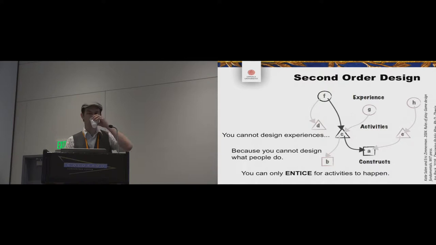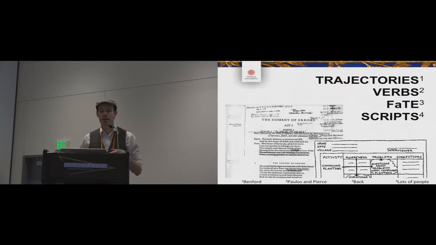And there are examples of this in interaction design as well. In the paper, we mentioned trajectories and verbs, for example, and also the fate model from the previous page. Another common example, both inside interaction design and in industry, is scripts.